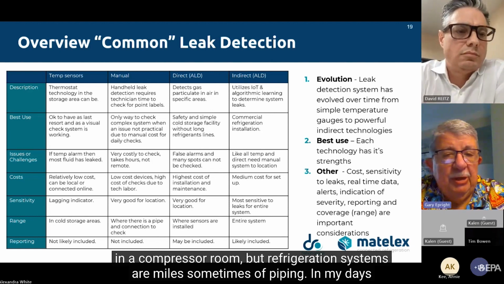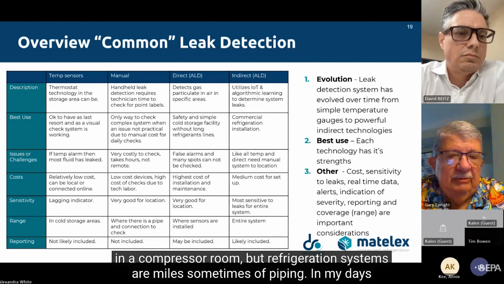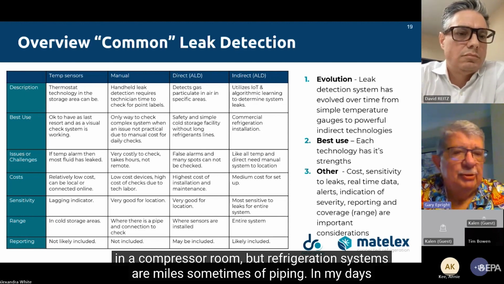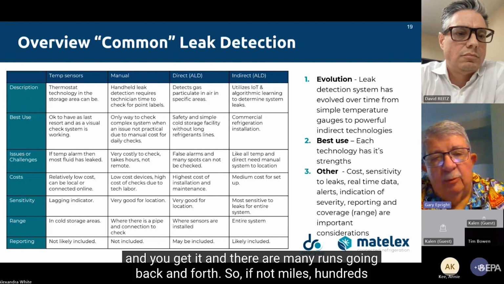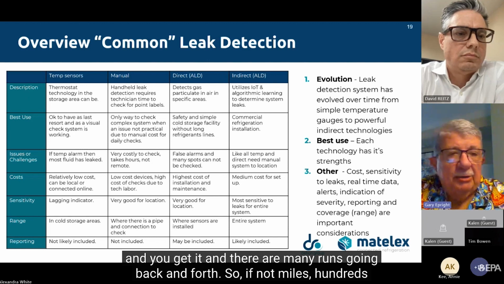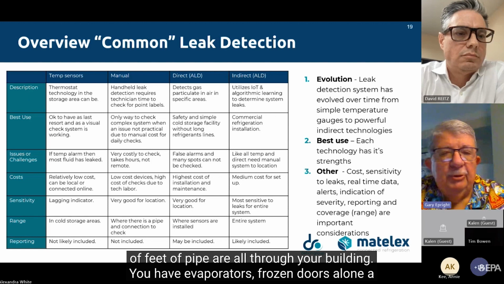You also have some in the compressor room, but you know, refrigeration systems are miles sometimes of piping. In my days in Walmart, I was always amazed at how far you could run a pipe from one end to the other end. And there are many runs going back and forth. So if not miles, hundreds of feet of pipe are all through your building.